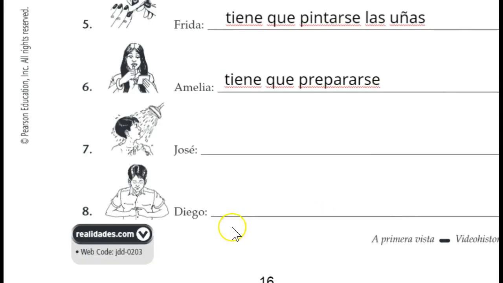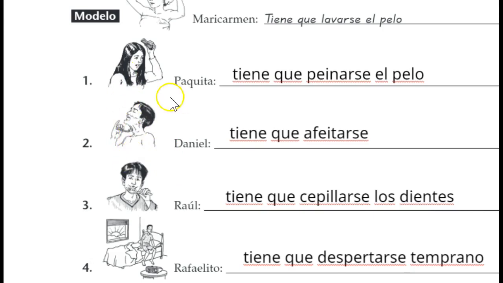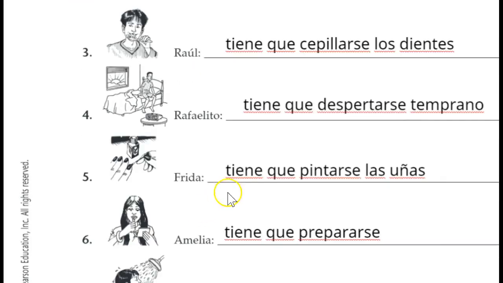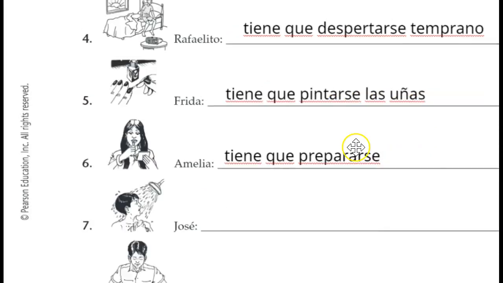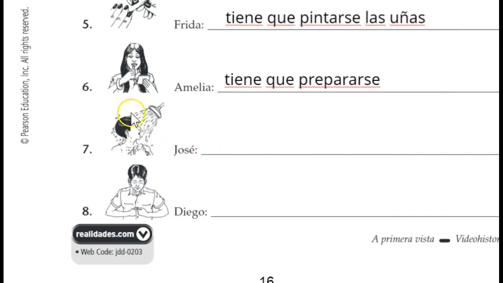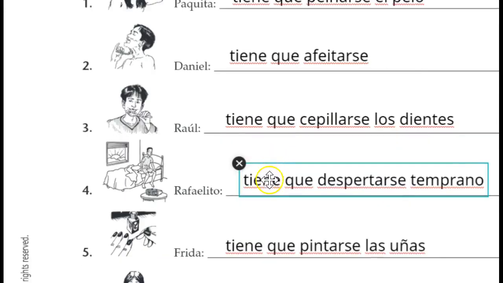Now I'm seeing that everything's third person, right? If you notice, it's either he or she. Paquita, Daniel, Raúl, Rafaelito. So you're going to keep the se at the end. You're always going to have that because it's himself or herself. So you're going to keep that the same, and you're going to always say tiene que. So this is a really easy one.